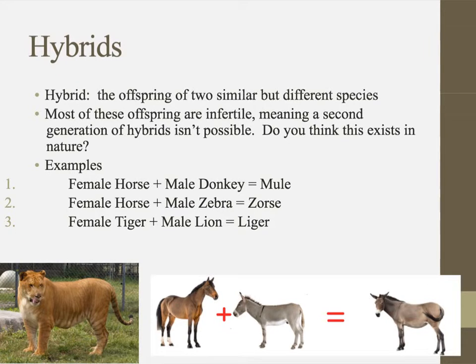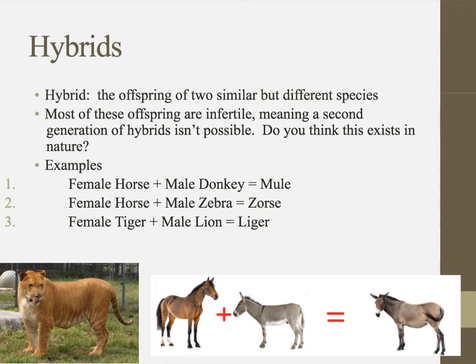It's not possible. Okay, so it's probably likely that this is not going to exist in nature. I don't see why this and this would see themselves in nature and think, yes, I can reproduce with you. And even if they did do that, their offspring can't reproduce on their own anyways.